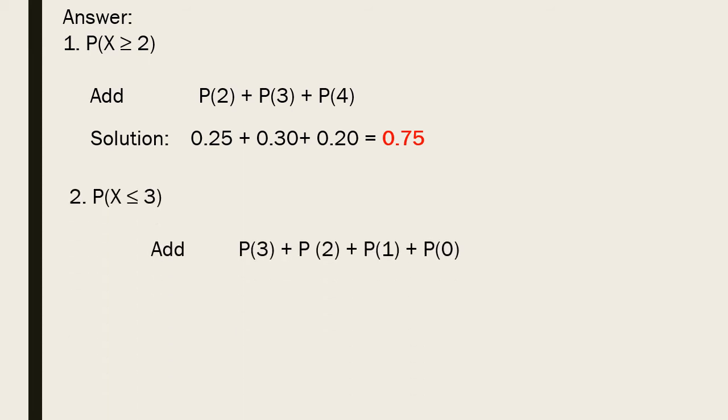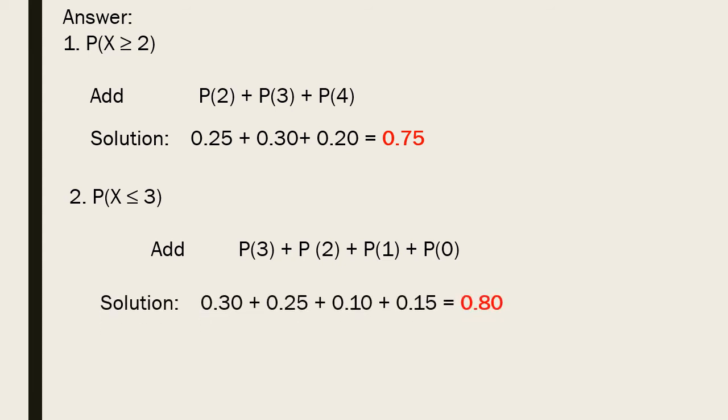For number 2, hinahanap natin ang probability ng x less than or equal sa 3. So ang ating i-add ay ang probability of 3 plus yung mababa sa kanya, probability of 2 plus probability of 1 plus probability of 0. So ang solution natin, 0.3, that is the probability of 3, 0.25, probability of 2, 0.10, probability of 1, 0.15, probability of 0. So adding all of that, we have 0.80 probability.